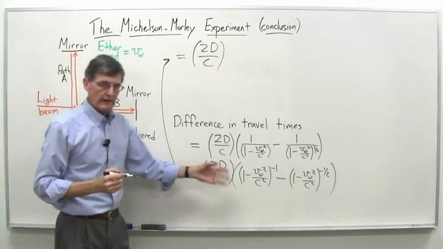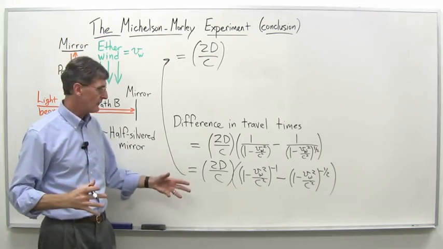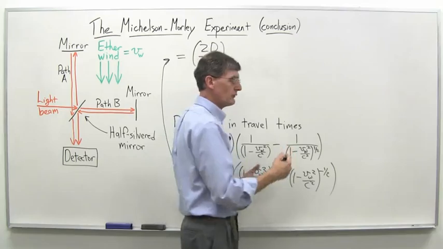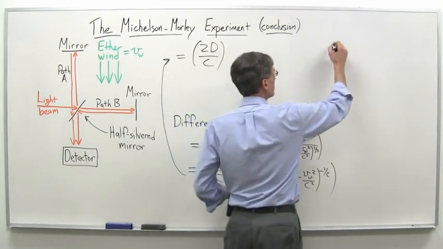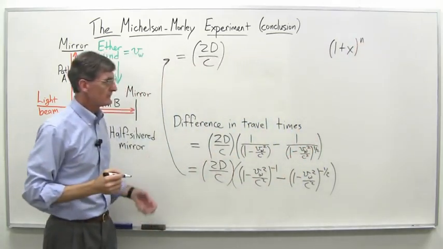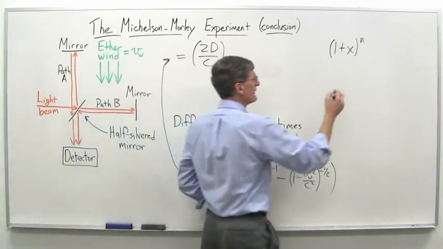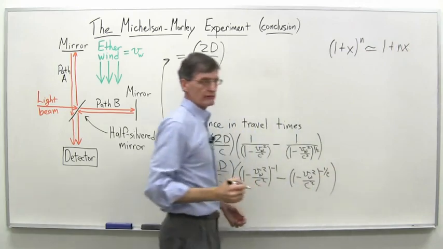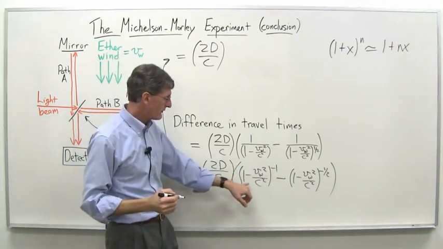We have that still. Now, here's where we use a mathematical technique that physicists love to use when they can, and that is the binomial expansion. Just to remind you what that was, this was from the first video clip on the Michelson-Morley experiment. When we have something like 1 plus x to the n, if x is much smaller than 1, then we can write this as approximately equal to 1 plus nx. And note, this is why I rewrote this here. This is the form we have.